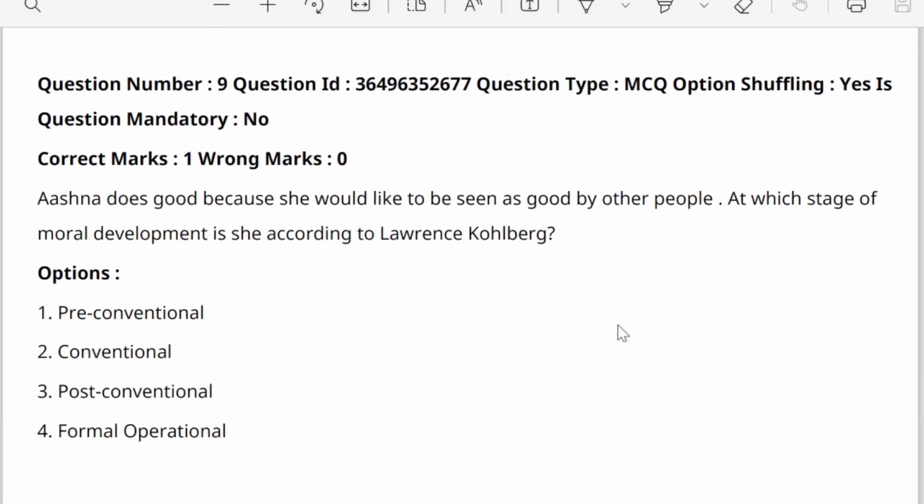Question number 9. Ashna does good because she would like to be seen as good by other people. At which stage of moral development is she, according to Lawrence Kohlberg? The options are pre-conventional, conventional, post-conventional, and formal operational.